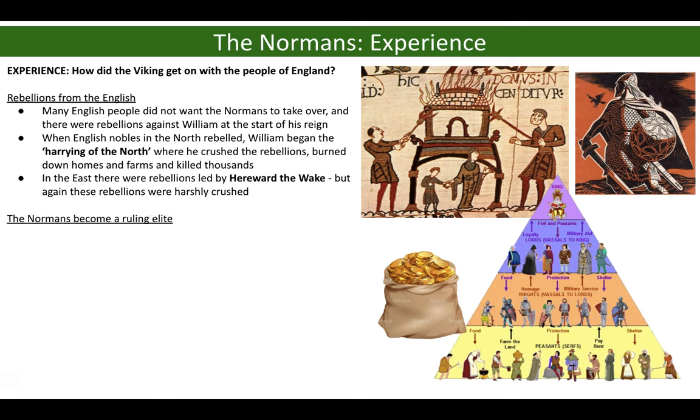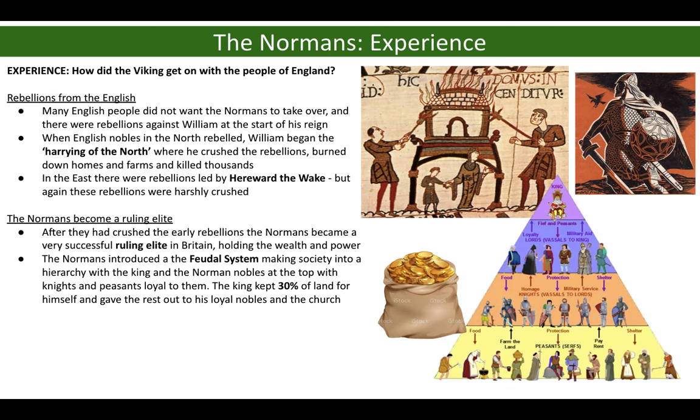Then the Normans become a ruling elite, which means they have all of the power and wealth in the country. The Normans introduced the feudal system, which is a hierarchy where the king, King William, is at the top. Norman nobles are up there with him. In the feudal system, William owned all of the land and he could give it to his nobility, who could give it to their knights, all in return for loyalty to the king. William kept 30% of the land actually for himself. He hands out the rest to his nobility, so the Normans become incredibly rich. They own 95% of the land that used to be owned by Anglo-Saxons.